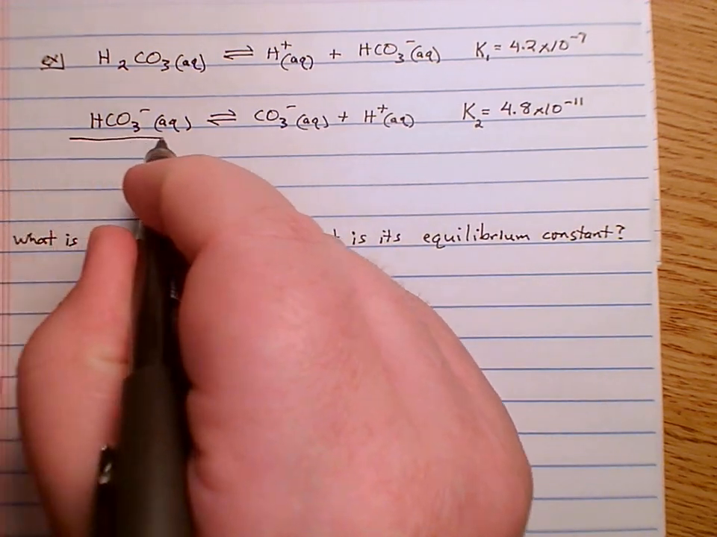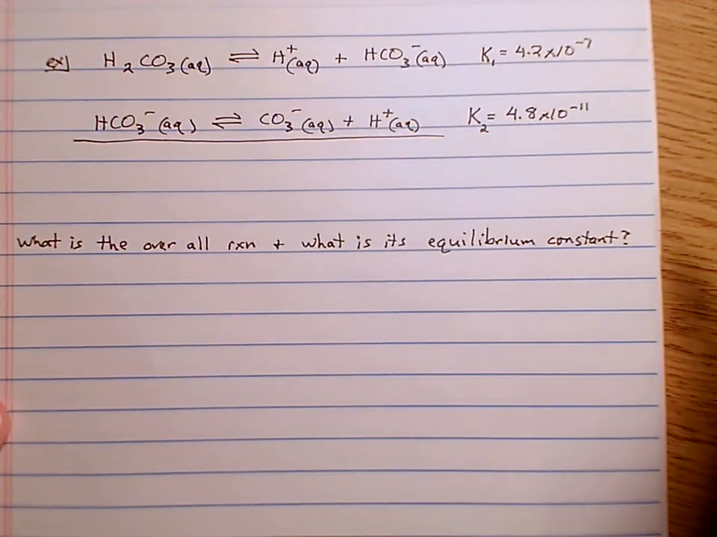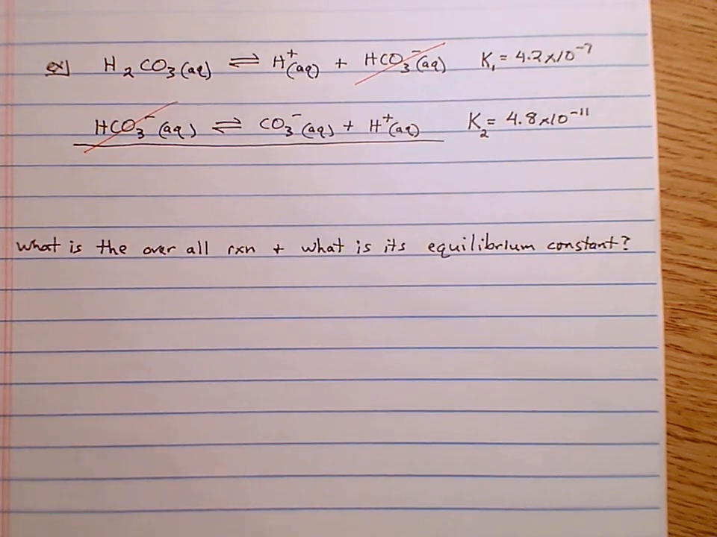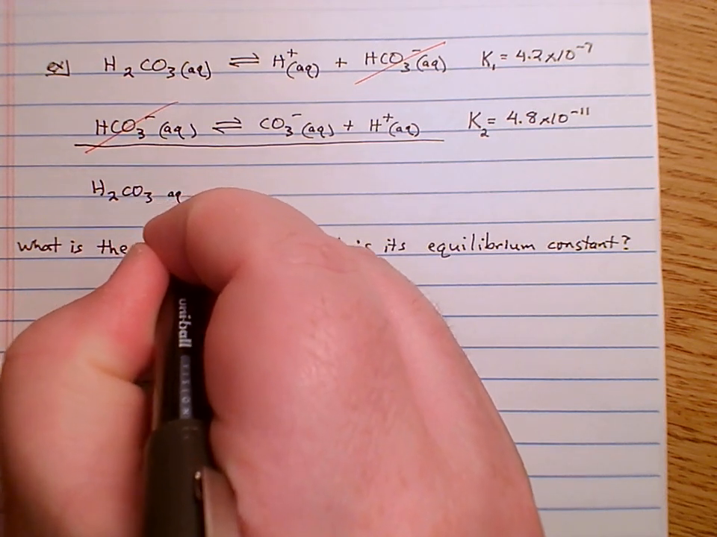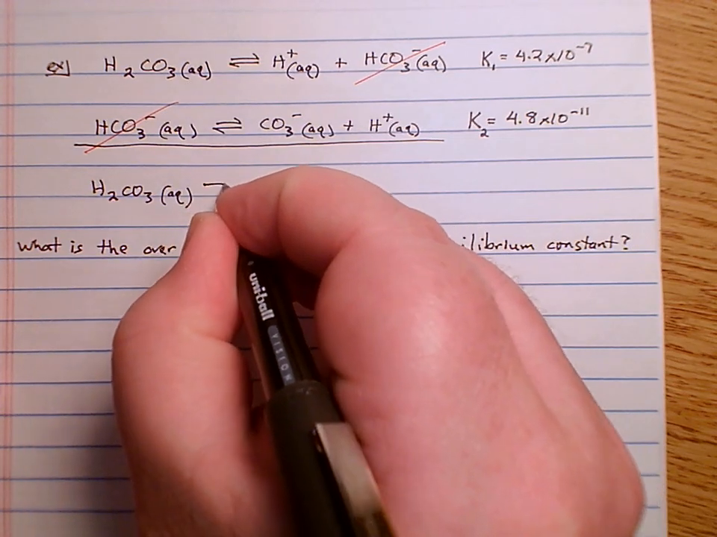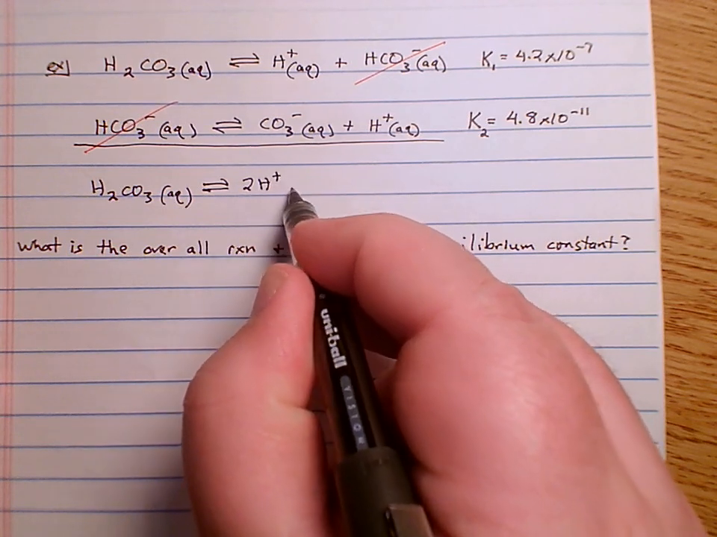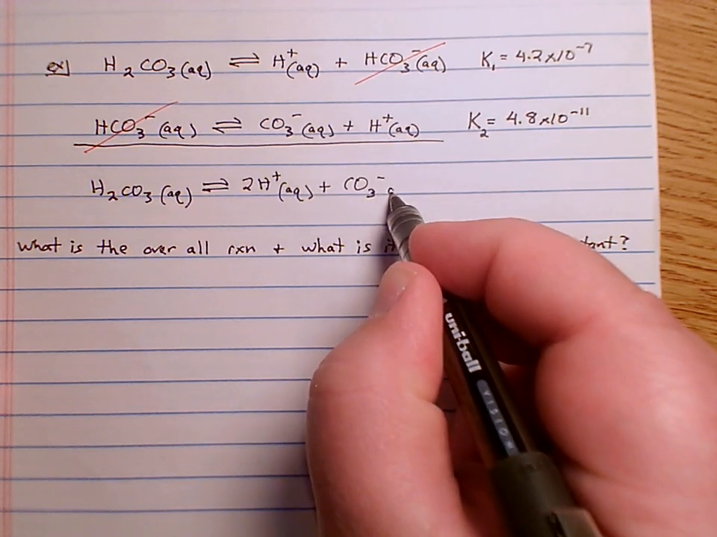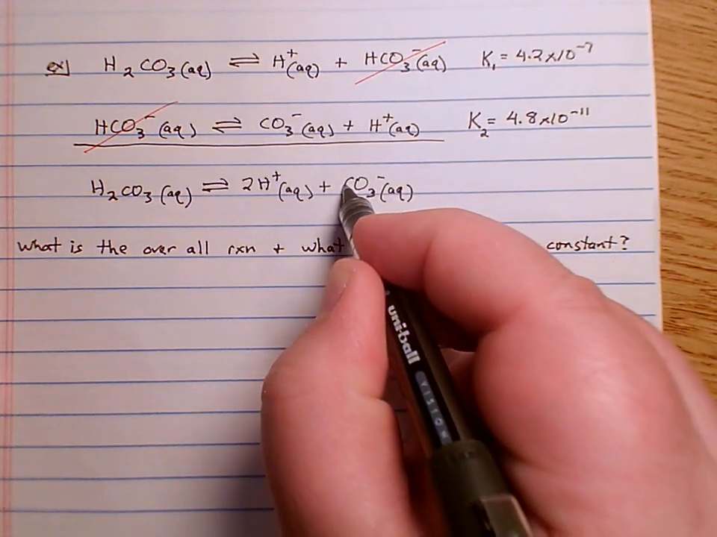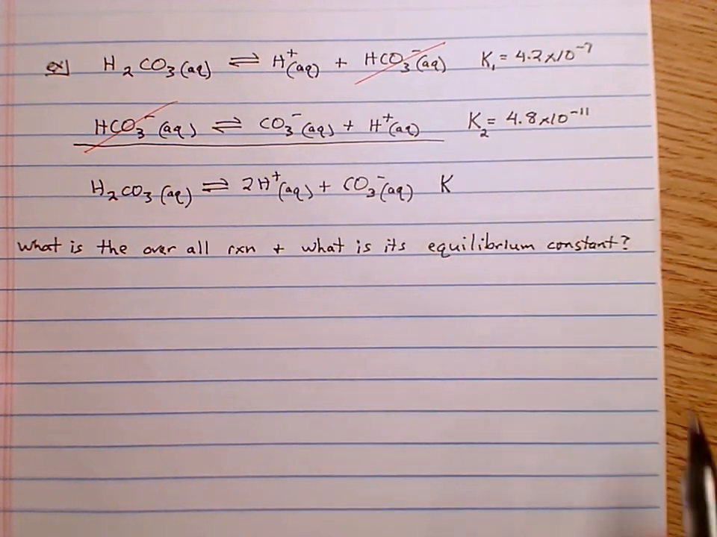The overall reaction, well, we just add these two up. We get to cross out whatever appears the same on both sides, so cross out the HCO3 minus right there. And note our overall reaction is H2CO3 aqueous, and that's everything on the reactant side, in equilibrium with 2 H plus aqueous plus CO3 2 minus aqueous. Good old Hess's law here. And once we have that, what is the equilibrium constant for this overall reaction?